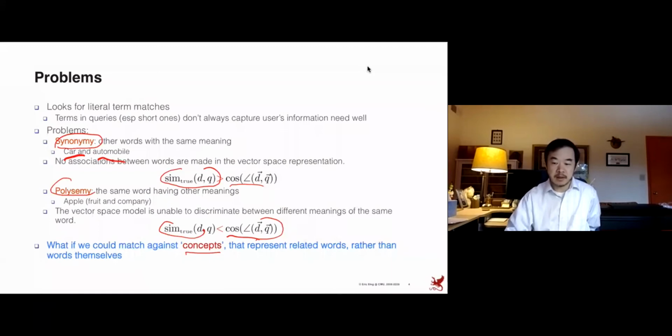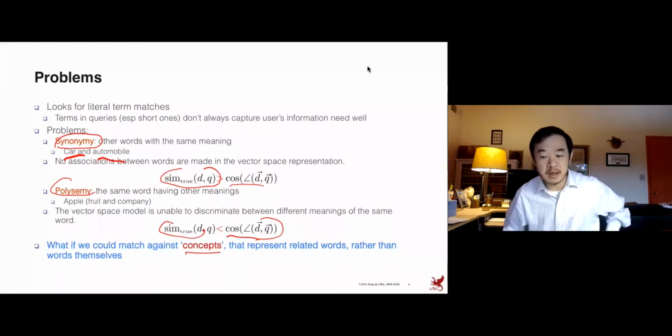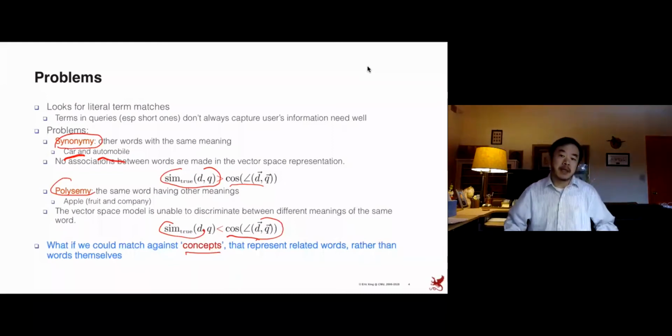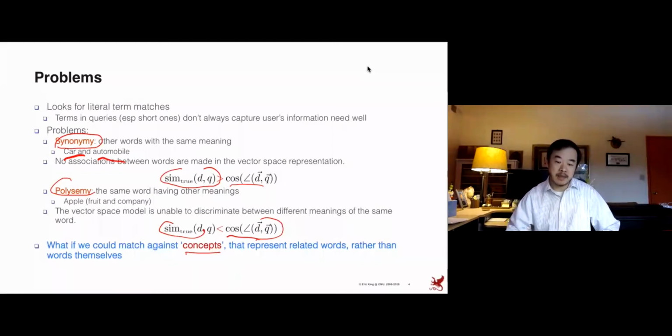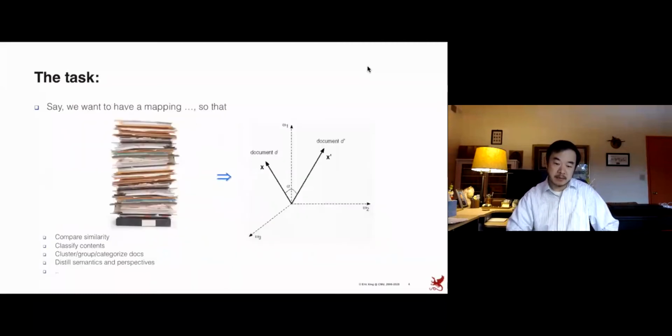The White House, for example, could mean the presidency rather than just a white house, right? So these are what we want to capture. So how can we generate this kind of representation and at the same time embed or project our raw data into this new space defined by the concepts, right? So that basically leads to a task.